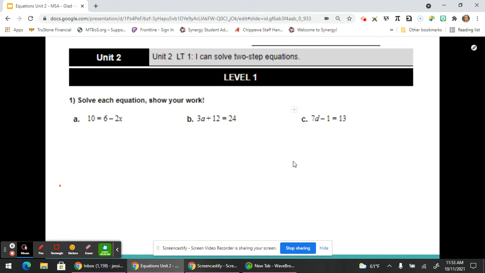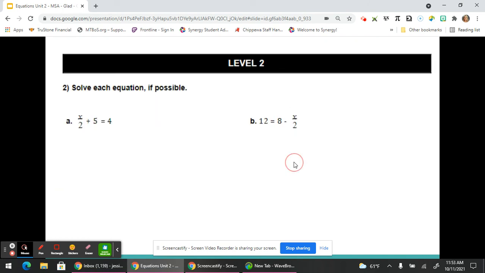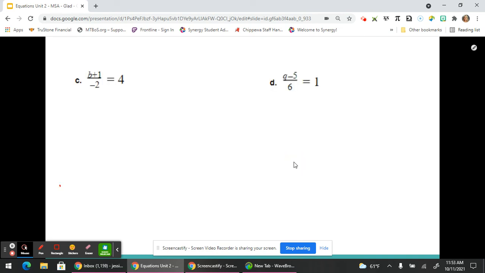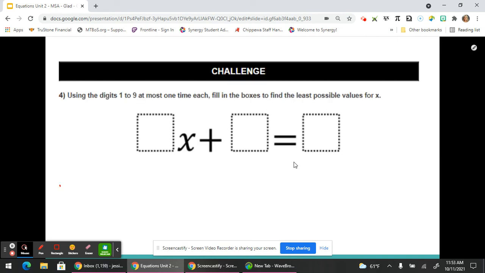So today, your assignment is to complete the practice problems for level 1, level 2, and level 3. Notice that there is a challenge section. Go ahead and try that. It says using the digits 1 through 9 at most one time each, fill the boxes to find the least possible values for x. So here you are using digits 1 through 9. You can only use them one time each. Use the boxes to find the smallest possible values for x.